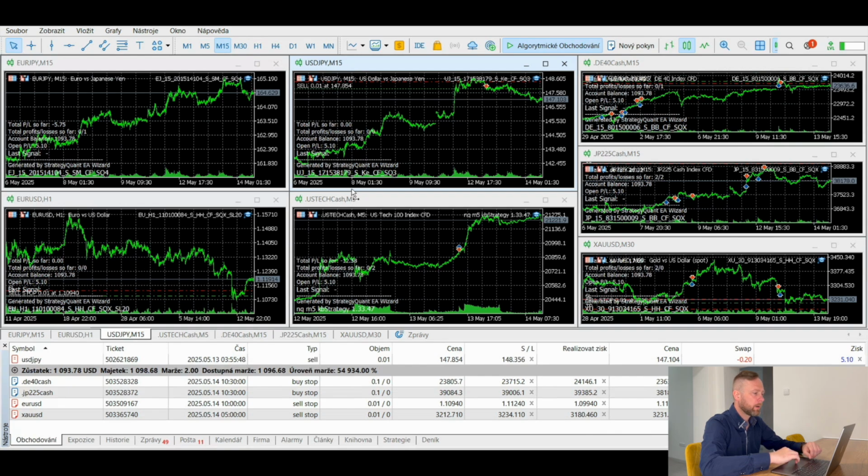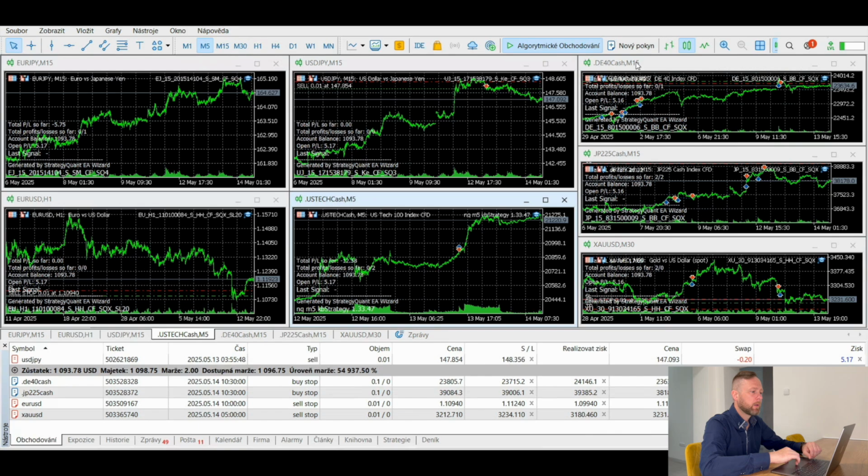I also trade the American Nasdaq index. Here I have implemented a scalping strategy on a 5-minute chart focused solely on long trades. This approach allows me to quickly respond to intraday momentum.